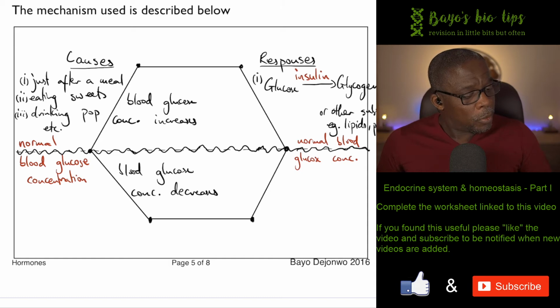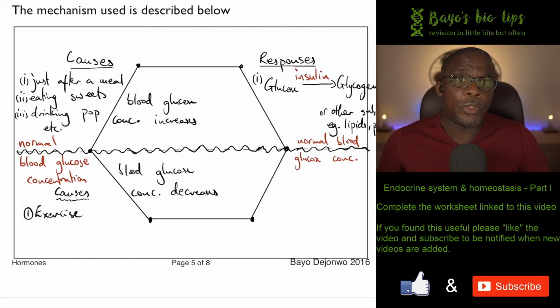Now let's look at possible causes of a drop in blood glucose levels. And these are fairly obvious if you think about them. So things like exercise. Exercise uses up more glucose, so you'll end up with less glucose in your blood unless you do something in response.